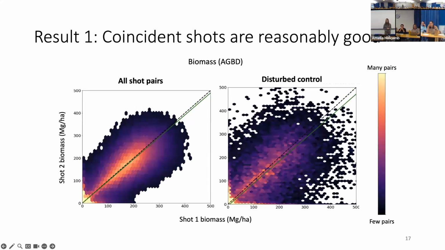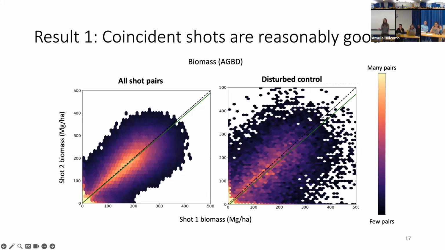The relationships for biomass look similar. The variance and standard deviation are a bit higher, and in the disturbed control group we do see some negative bias, meaning that the second biomass measurement is on average smaller than the first. This is really interesting because it echoes the idea proposed in some papers that came out just a few months ago, that GEDI might be able to measure biomass losses taking place in disturbed or degraded forests that aren't being picked up by existing disturbance detection maps. We're going to come back to that idea if we have time at the end.